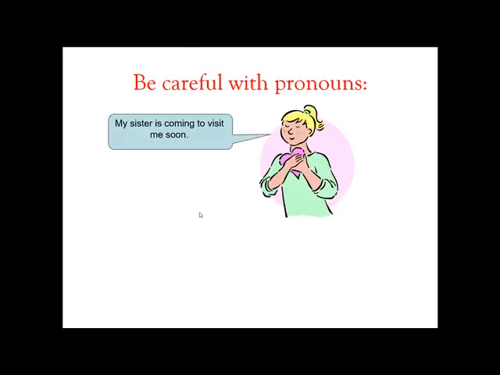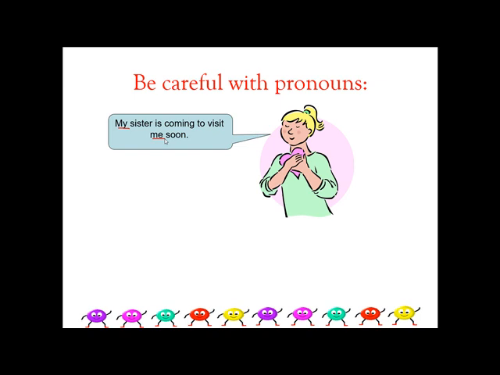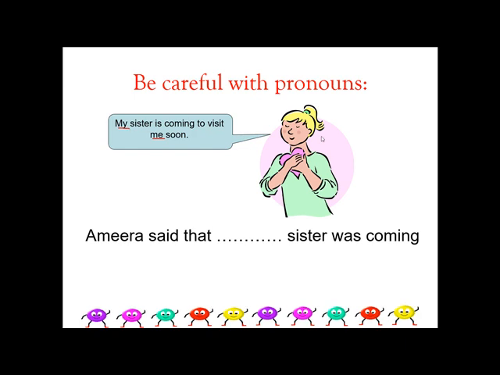Another statement. Be careful with the pronouns. My sister's coming to visit me soon. Bear in mind, we need to change my and me. So the answer would be, Amira said that. Whose sister is this? This is Amira's sister. Say, her sister was coming. I changed the form of the verb to be from present to past.